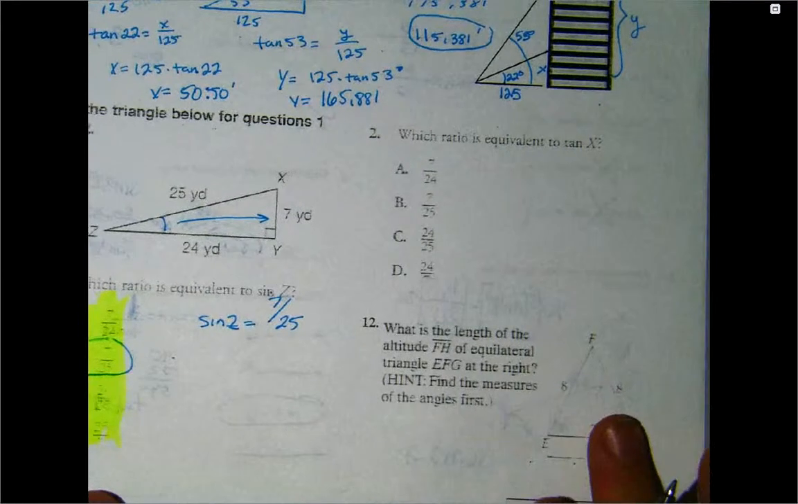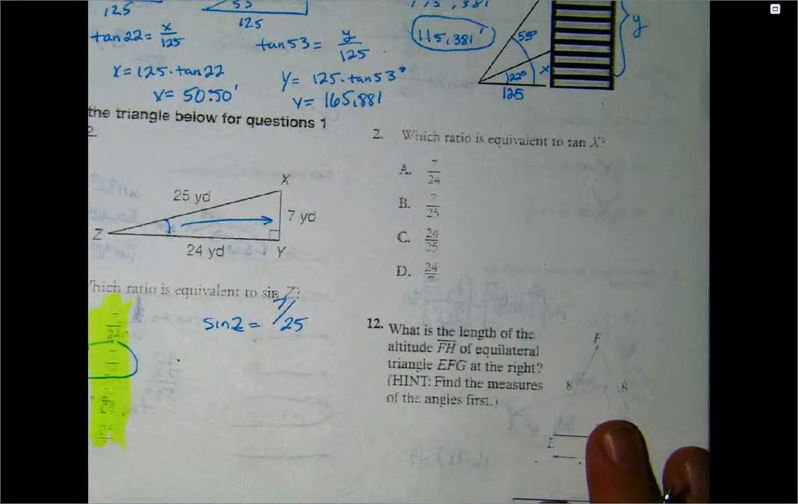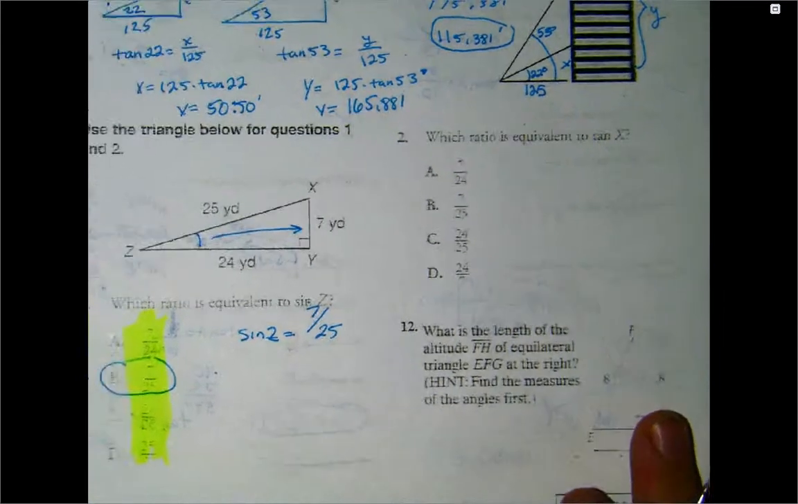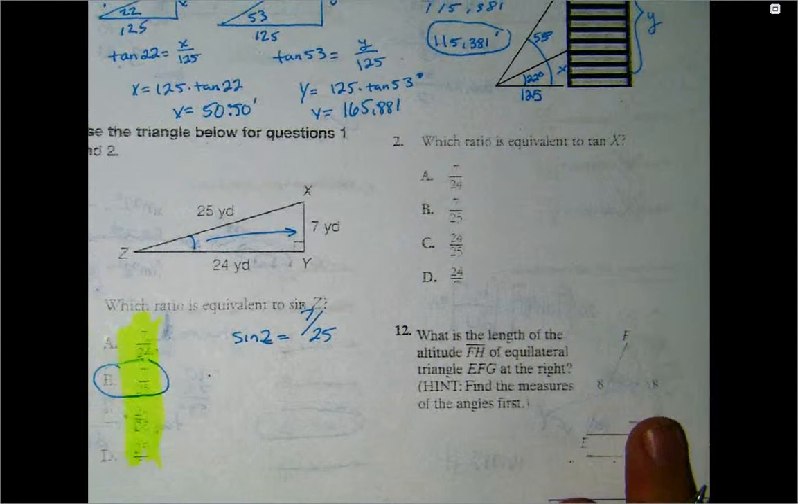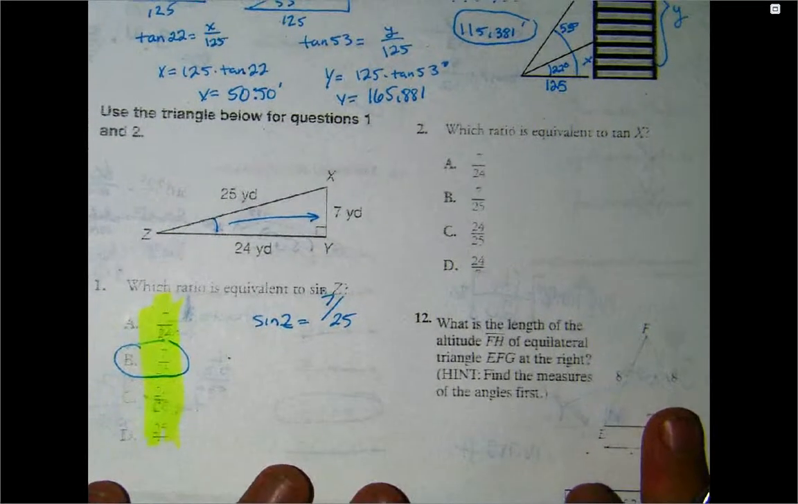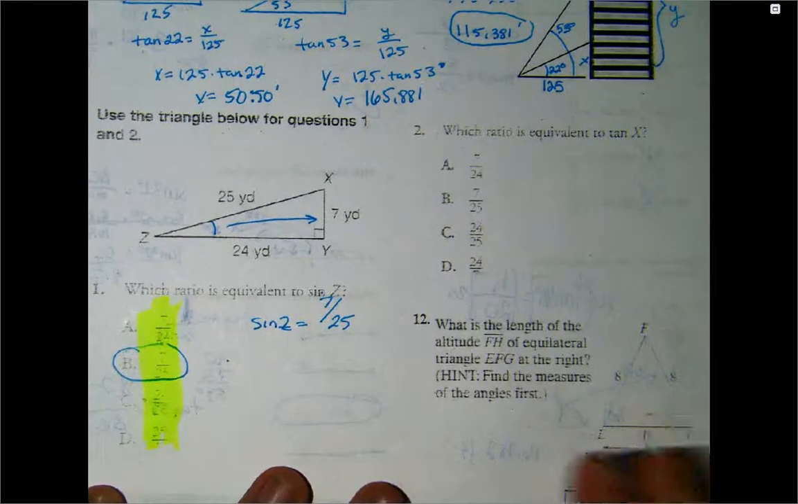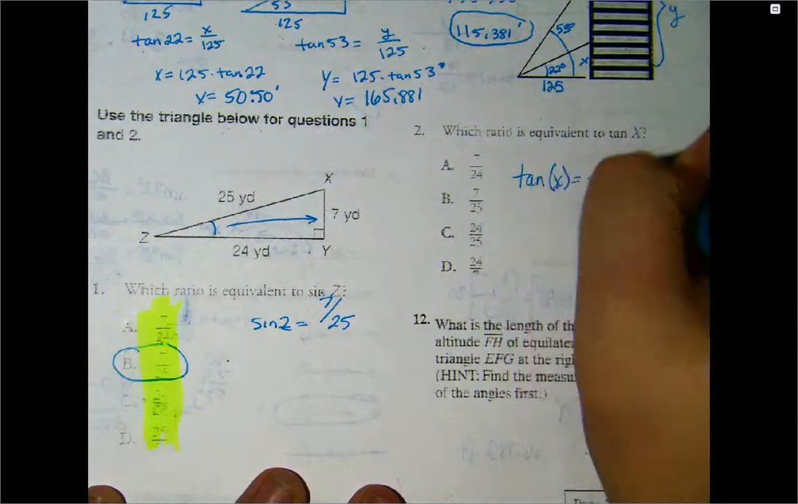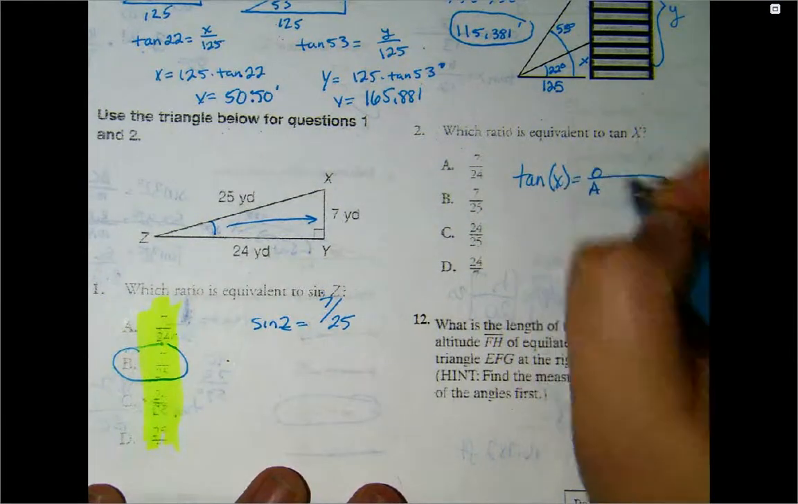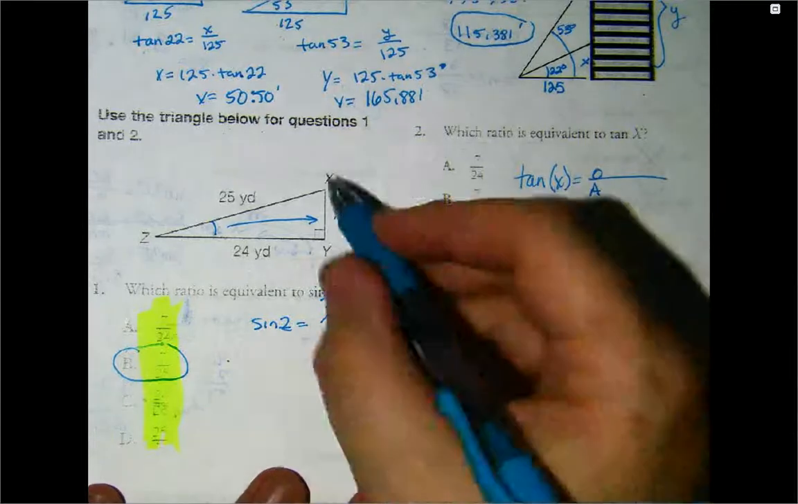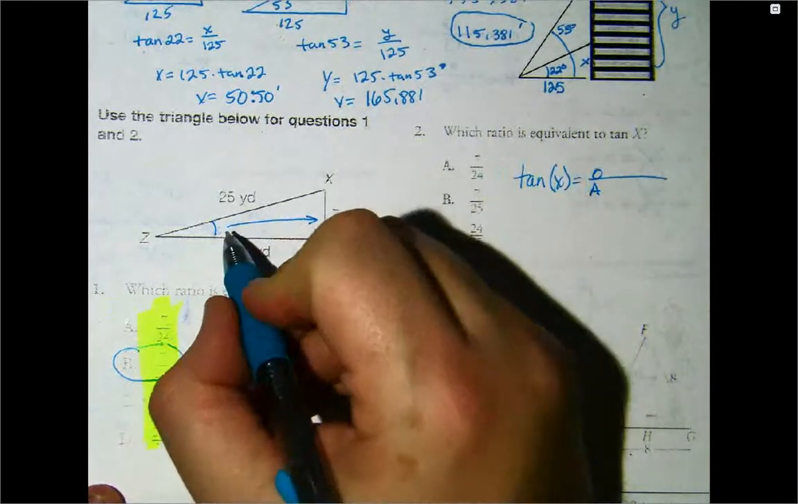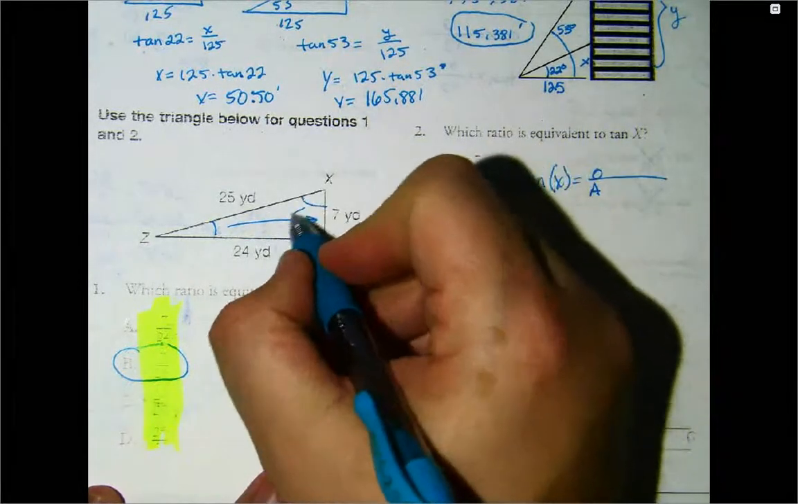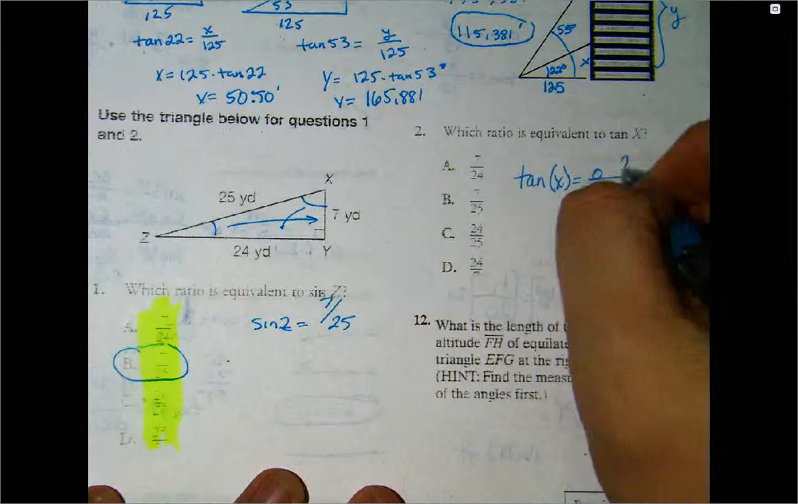And now for part 2, we're going to use the same triangle. I want to figure out what the tangent of x is. Tangent of x is opposite over adjacent. So what's the opposite of x? Alright, so it's going to be 24. What's the adjacent? So it's 24 over 7, which is d.